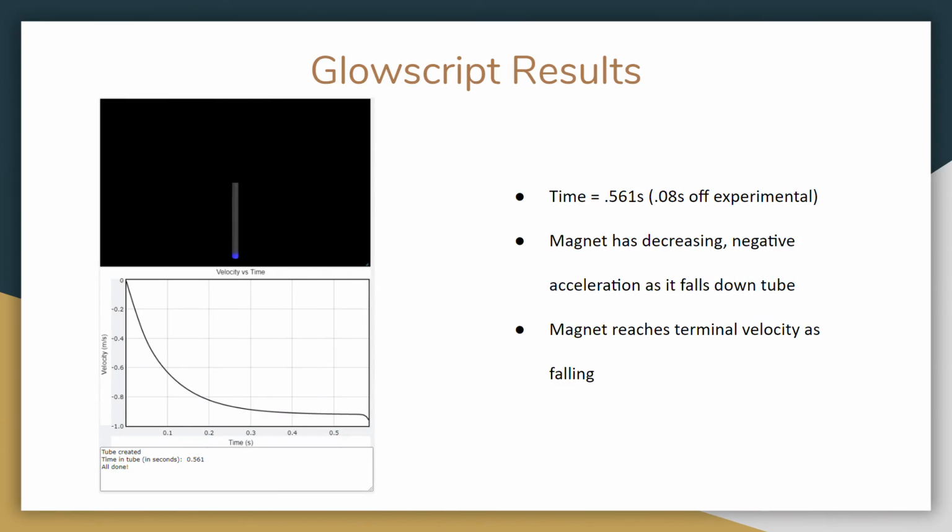So here are the actual results from our model. We can see that once the model finishes, it leaves a blue ring at the bottom of our aluminum foil. We can also see that the model predicts that it will take about 0.561 seconds for the magnet to fall through the loop. And by looking at our velocity versus time graph, we see that the magnet has a decreasing negative acceleration as it falls down the tube, and that it eventually does reach a terminal velocity.